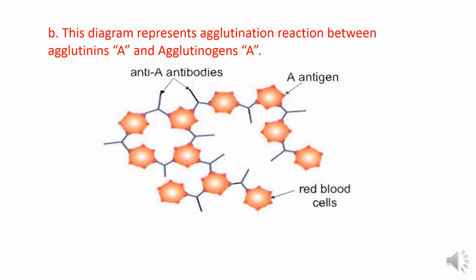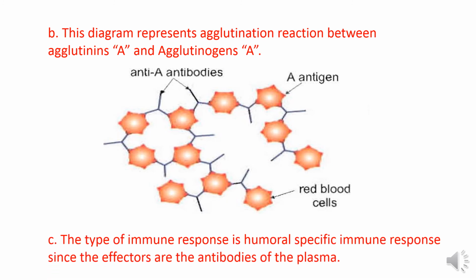We draw some red blood cells having agglutinogens A and antibodies of type A and the binding between them. The type of immune response is a humoral specific immune response since the effectors are the antibodies of the plasma.